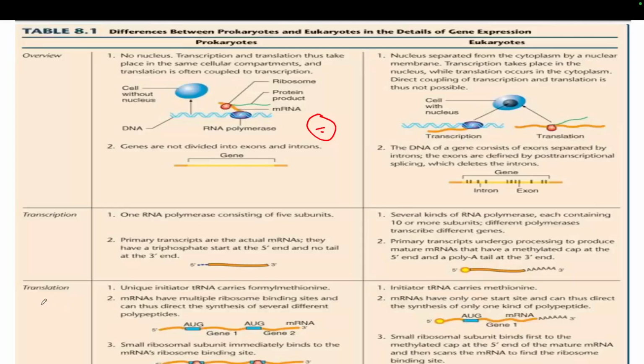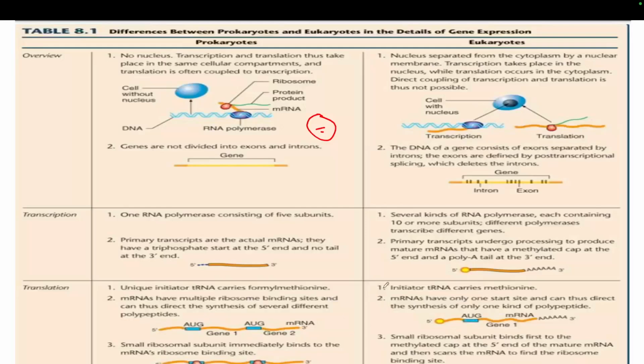Okay, so in case of translation, there is a unique initiator tRNA that carries formyl methionine, which is absent in case of the eukaryote. It is only methionine. And here the mRNA has multiple ribosome binding sites and can thus direct the synthesis of several different polypeptides. It is polycistronic because transcription and translation both occur at the same time, right? So that's why from a single mRNA there are different ribosomal binding sites, different starting codons, which can code different genes from the same mRNA.